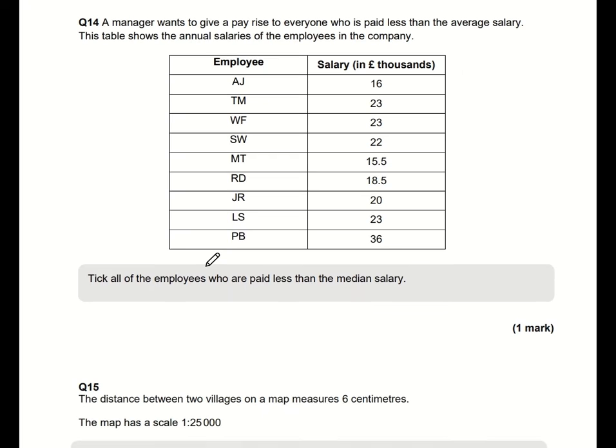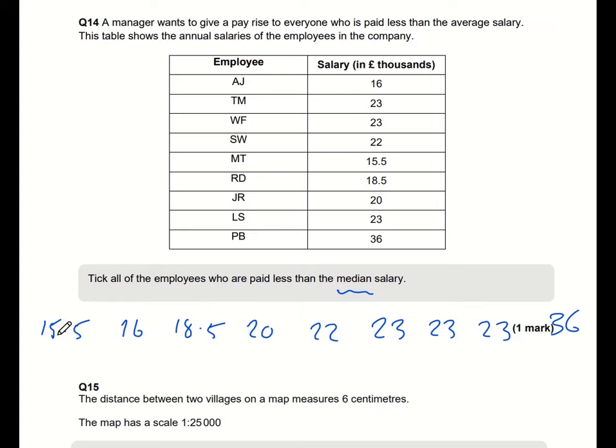Question number 14. A manager wants to give a pay rise to everyone who is paid less than the average salary, and the average is going to be the median. So what we need to do is put these in ascending order first of all, and then find the middle number. So the lowest is 15.5, the next is 16, then it's 18.5, then 20, then 22, then 3 23s, and then the highest is 36.